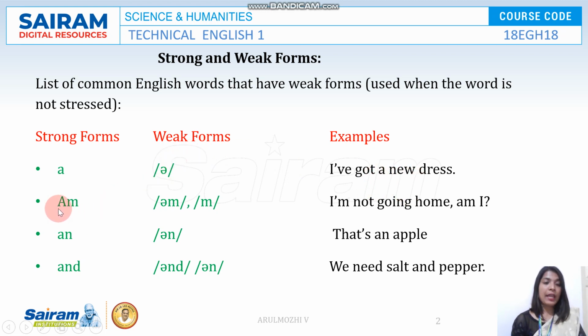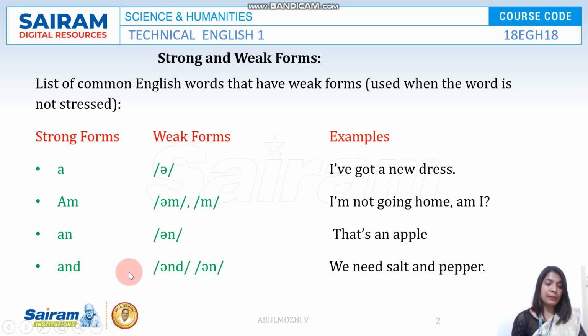Am becomes 'm. I'm coming. You don't say I am coming, you say I'm coming. Okay, next one, an becomes an. That's an apple. You don't say that is an apple, you say that's an apple. It is an article, so it takes a weak form.